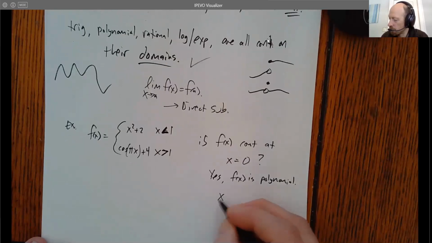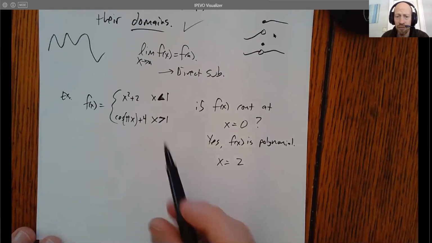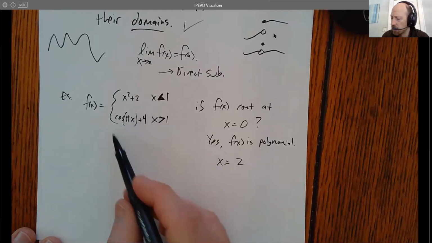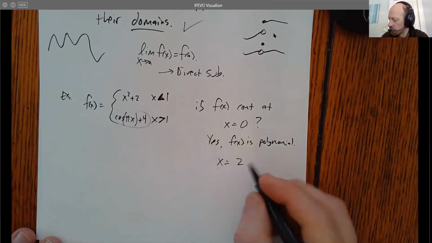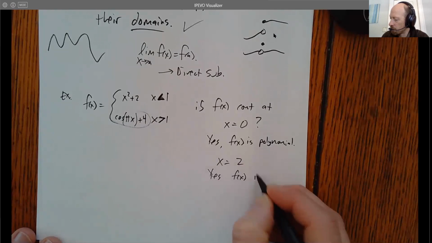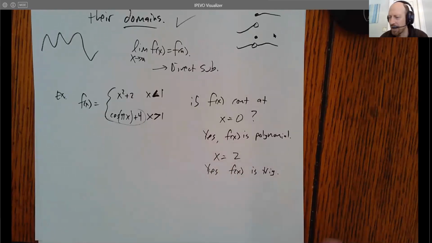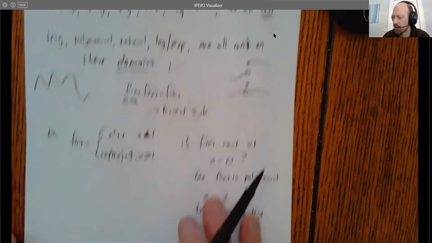What about x equals 2? Same argument. Very clearly, x equals 2 is bigger than 1. So it's this function, a trig function, and you don't even have to calculate it. Cosine is defined everywhere. So yes, f of x is a trig function. In fact, it's a trig function plus 4, but that's not going to change it either, right? You can add or subtract continuous functions.